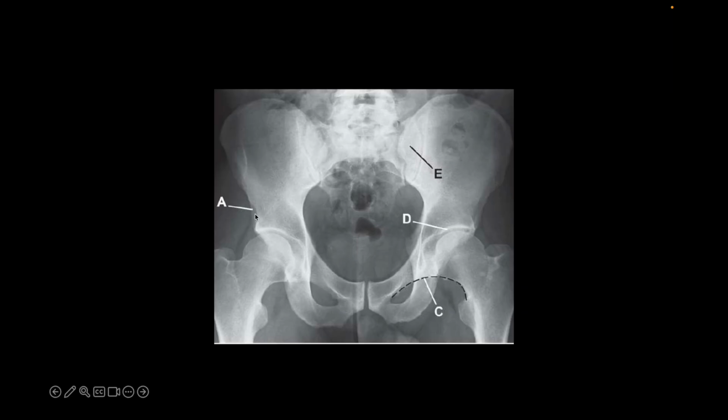So starting with A, you've got your anterior inferior iliac spine. Remember, that's above the acetabulum, and rectus femoris attaches to it. This is on the right, so say right in the exam. C is Shenton's line, which I mentioned can be broken in neck or femur fractures. Sometimes that's the only thing that you can see, and you can't actually see a fractured line. D is your acetabular roof, and then E is your left sacral ala.